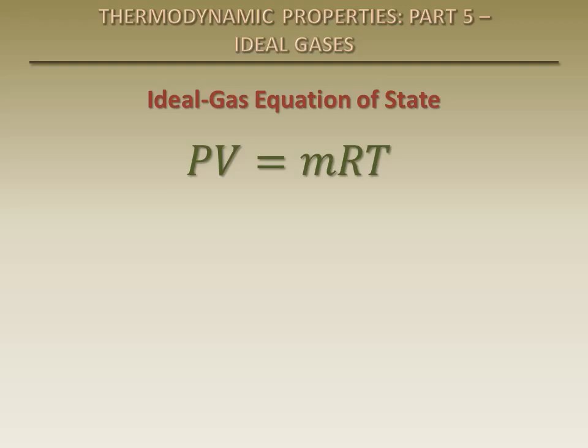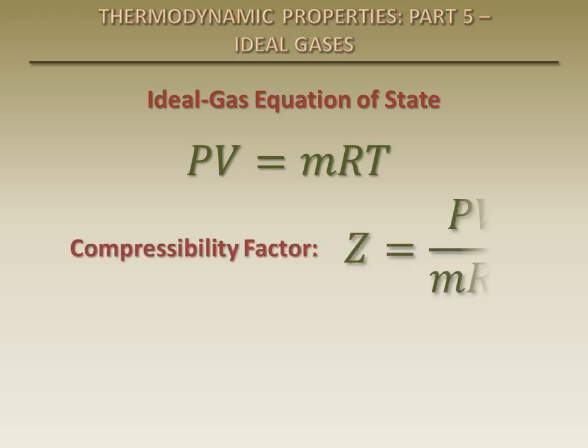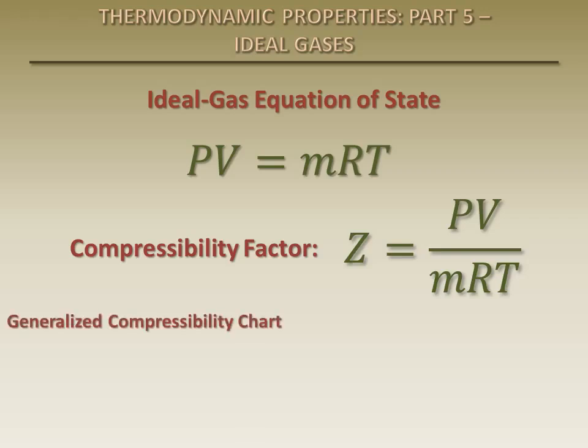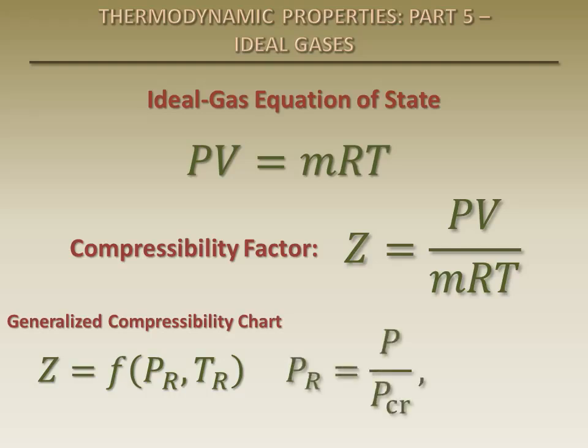Deviation of real gases from ideal gas behavior can be measured using the compressibility factor, Z. The closer the compressibility factor is to 1, the closer the gas approximates the behavior of an ideal gas. The compressibility factor for any gas at a given state can be found in the generalized compressibility chart as a function of the reduced pressure, PR, and the reduced temperature, TR. The reduced pressure is the actual pressure of the gas divided by the critical pressure, and the reduced temperature is the actual temperature of the gas divided by the critical temperature.